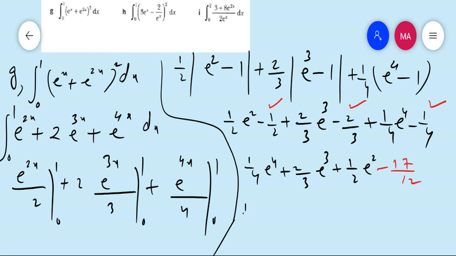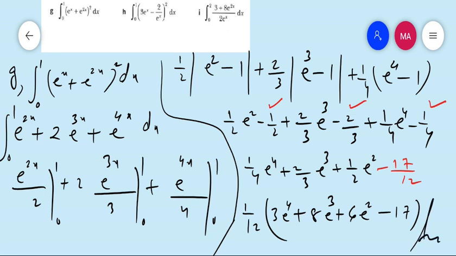Now taking 1 upon 12 common. 4 3s are 12, so it will be 3e⁴ plus 3 4s are 12 and 4 2s are 8 e³, 2 6s are 12, 6 1s are 6 e². 12 cancel by 12, minus 17. So 1 upon 12 times 3e⁴ plus 8e³ plus 6e² minus 17 is our final answer. Move to part H.